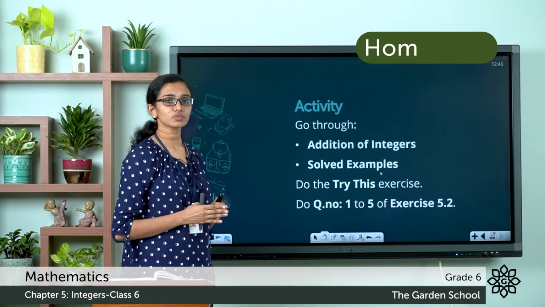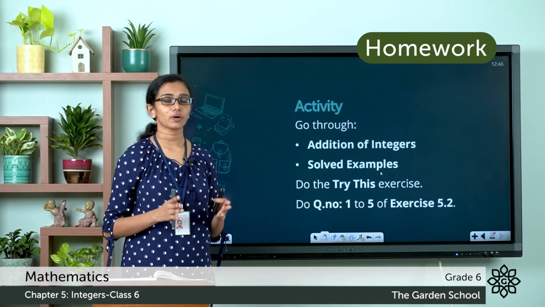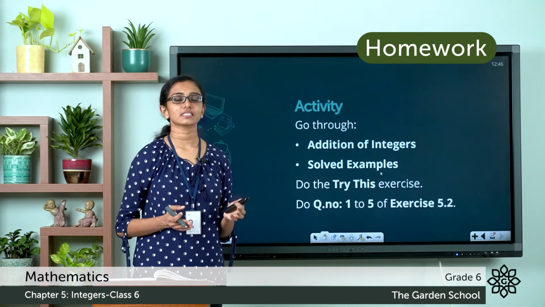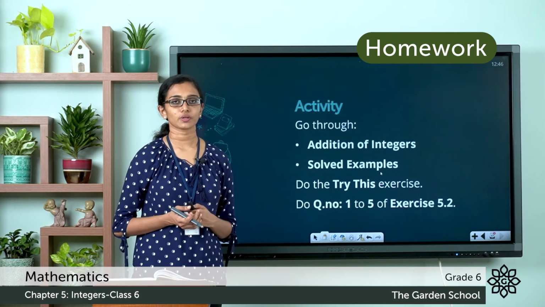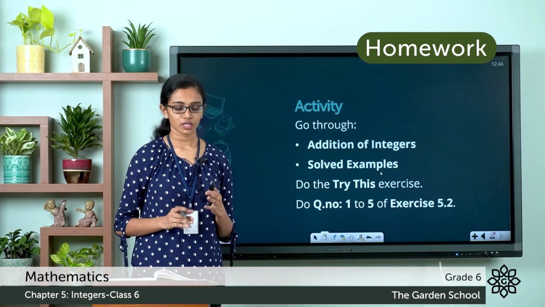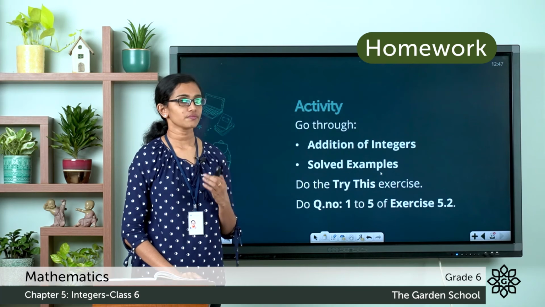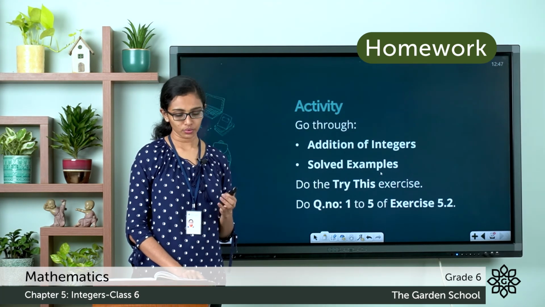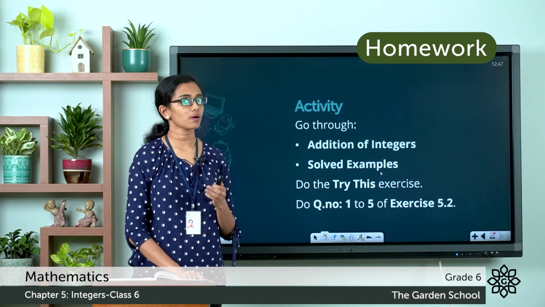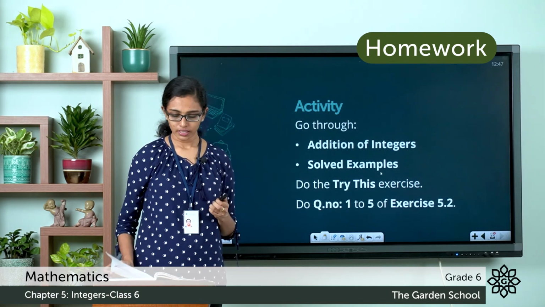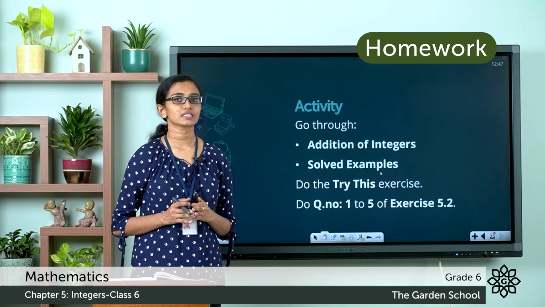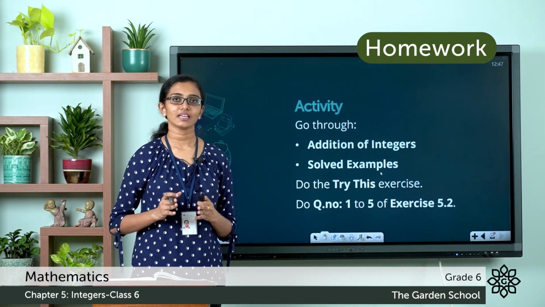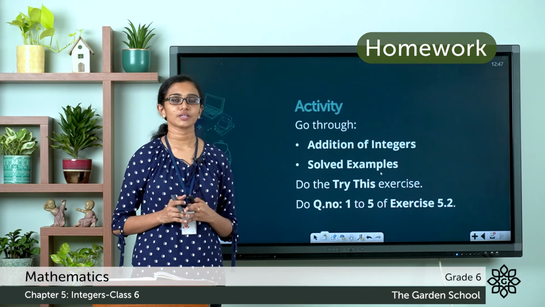Now you have to go through this topic, addition of integers, once again from your textbook. This is given in pages 67 to 70 in your textbook. So once you have gone through the topic, you have to work out the first 5 questions of exercise 5.2. That is question number 1, 2, 3, 4 and 5. You can work out the questions in your notebook. And there is also a Try This exercise given on page number 69. Please go through that exercise as well and find out the answer in your notebook.